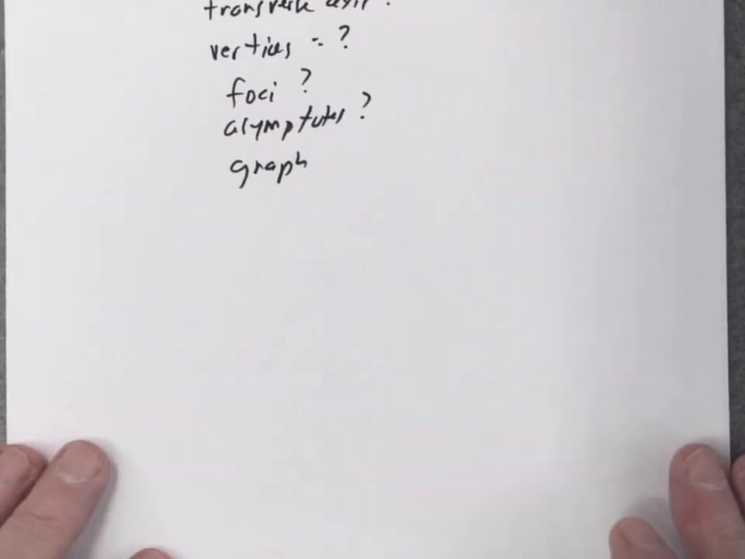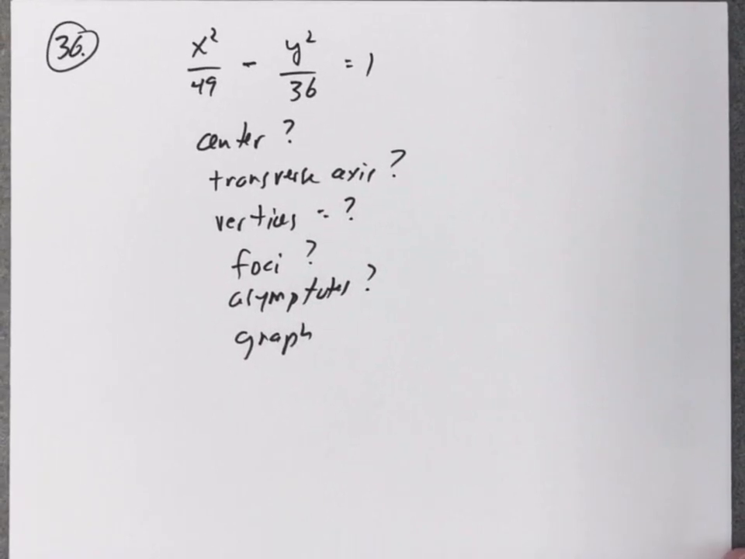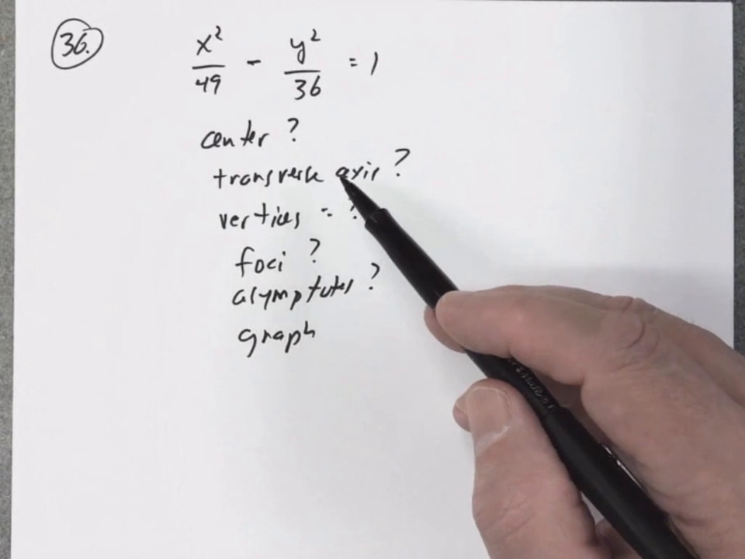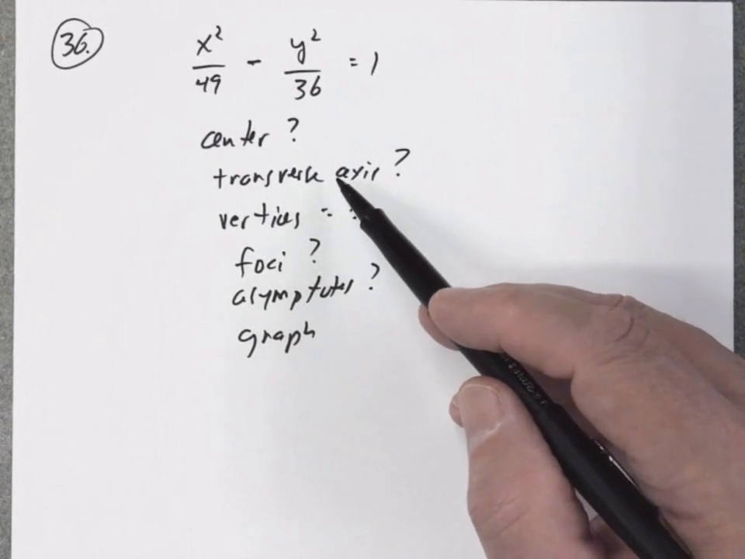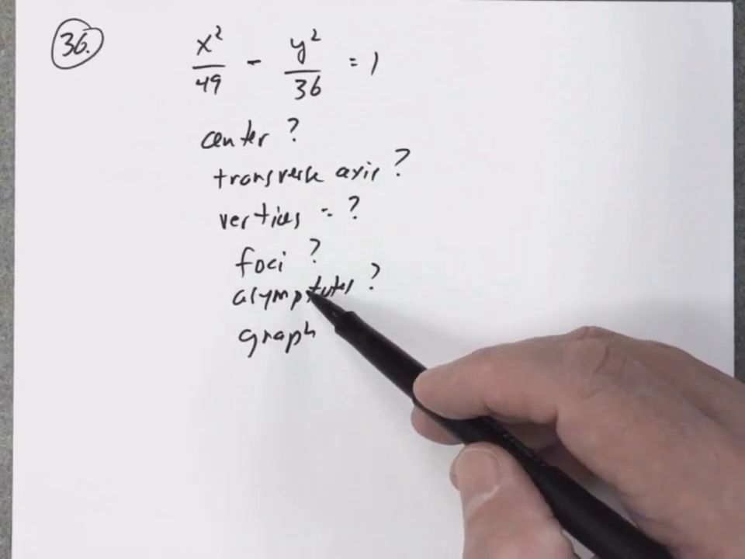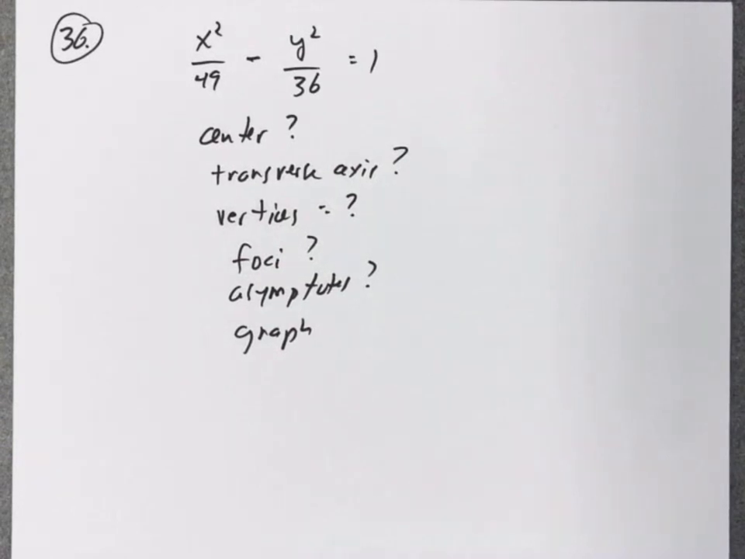Now the next hyperbola problem is they give us an equation of a hyperbola. Then they ask a bunch of questions. They want to know what the center is. The transverse axis, in other words, is the transverse axis parallel to the x or the y axis? What are the vertices? What are the foci? Asymptotes, and then to make the graph. All right, so lots going on here.